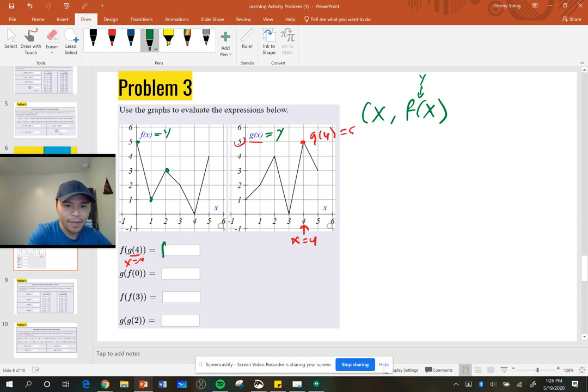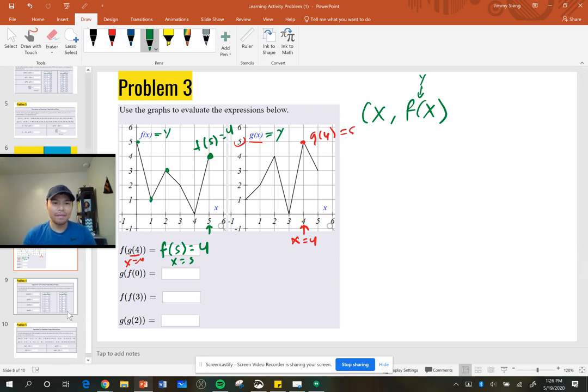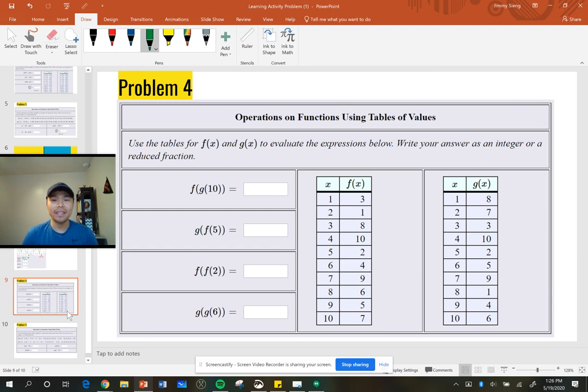So then I could say, okay, well, f of g of 4, we said g of 4 is 5. So now I have to look at the f map where x equals 5, which is right here, and then find its value. So this right here is your f of 5, and that's equal to 4. All right, so we can say that one is 4. If you do f of 3 and g of 2, you might have something going around in a circle, right? But that's how you do it.